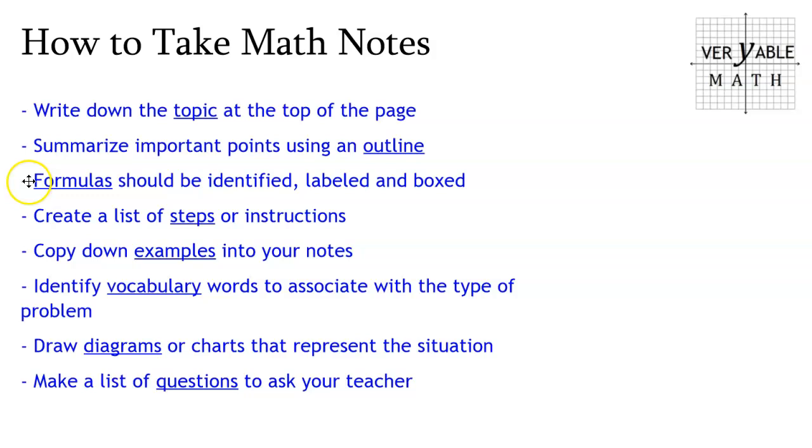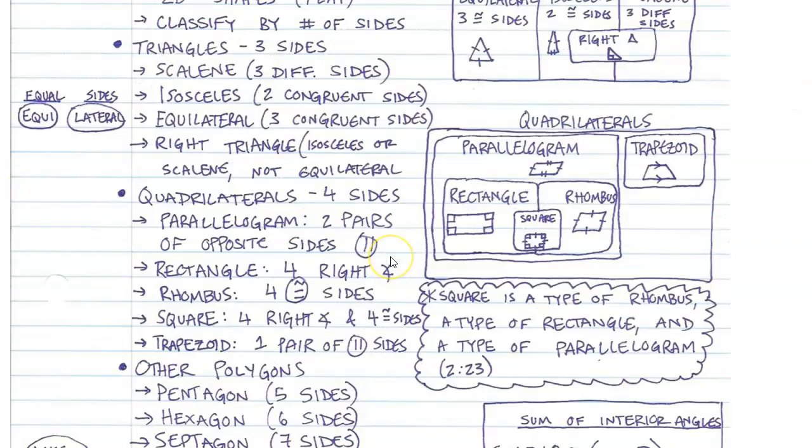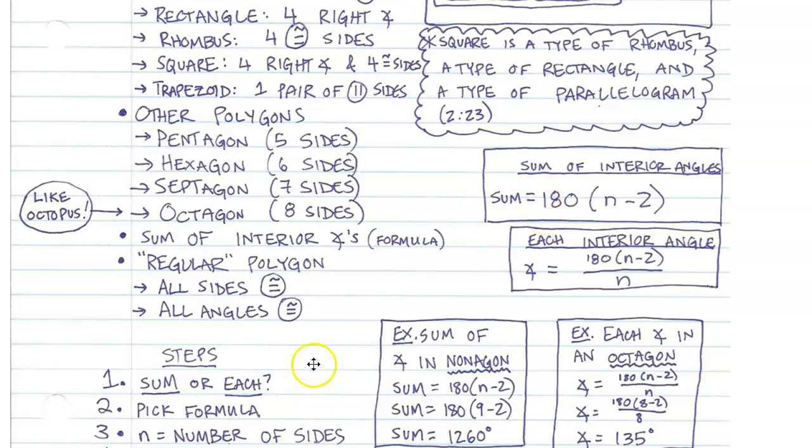In the third step, I wrote down that the formula should be identified, labeled, and boxed. If you look a little bit further down in the notes, one of the formulas that you're going to be getting is the sum of interior angles. So I've written down this formula, I've labeled it, and I've put a box around it so that next time I need to use this formula or to remember this formula, I have it written down here. Another benefit to this is that once you look through these notes and find these boxed formulas, you'll be able to take those and put them on flashcards or something like that to better help you review for the material.